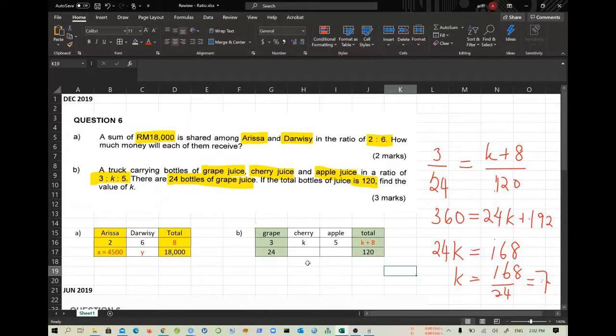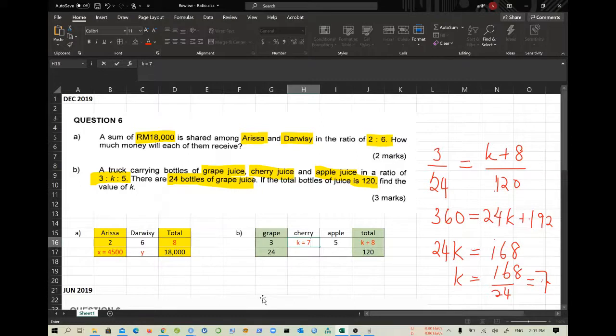So now here you have k is equal to 7. So when k is equal to 7, this one is going to be 3 plus 7 is 10, plus 5 you get 15, right? So that is the value for k. The question asks only for the value of k, so you just need to find the value of k. All other values you don't have to find.